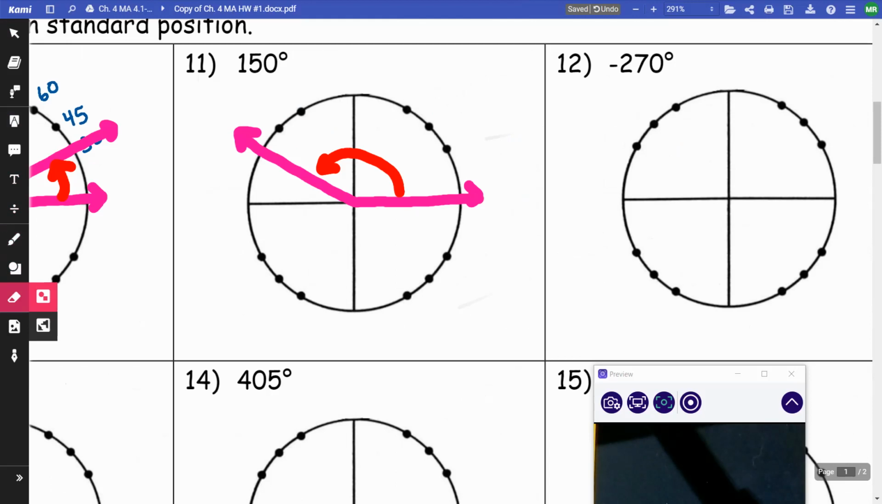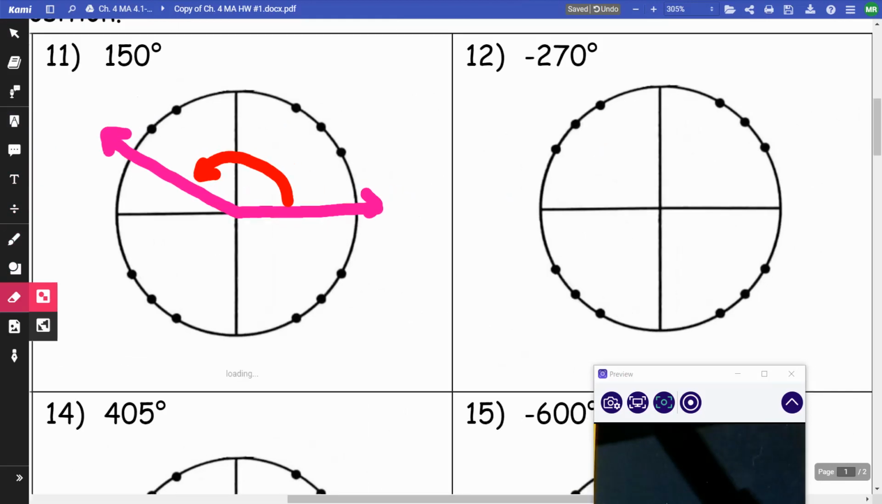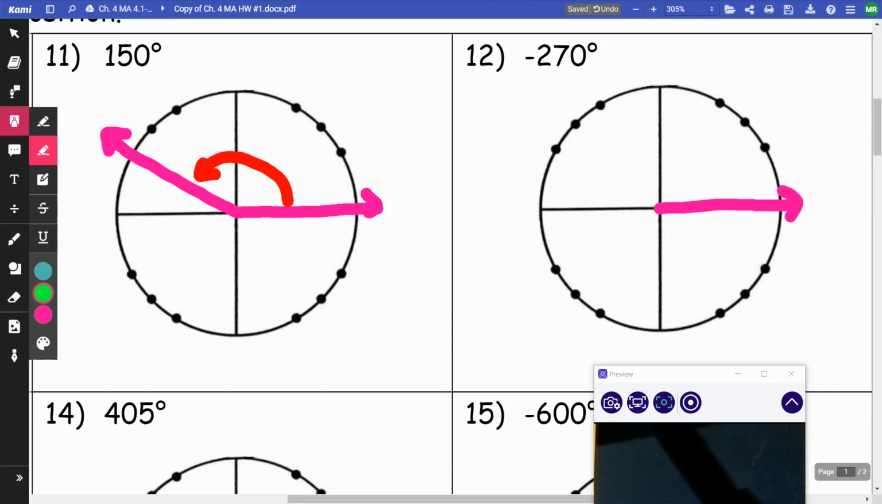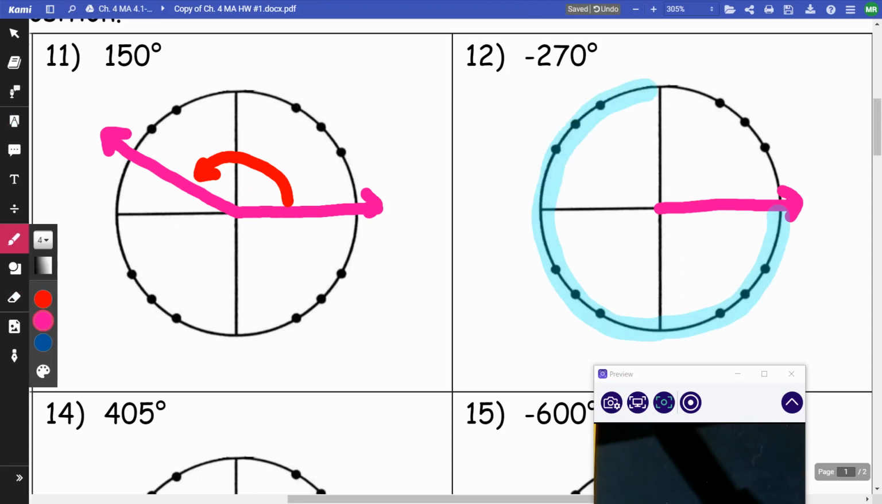Okay, on negative 270, again, we're going to start with it being on the x-axis, positive, and we're going to be going around the unit circle. We're going to be going around this direction. So that's going to be negative 90, negative 180, to here is going to be negative 270. So we're actually going to be looking like it's a 90-degree angle, but remember, we're going this direction. That's the movement we did.